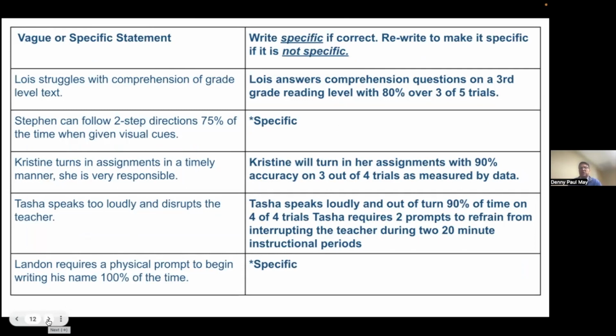Lois answers comprehension questions on a 3rd grade reading level with 80% over 3 out of 5 trials. So you see how that quantitative analysis tells us that she is currently functioning right here, 3rd grade, 80%. She answers comprehension questions. So when we do that, the guidance document also talks about INDRU. Okay, it's got a reference and a hot link to the INDRU case.